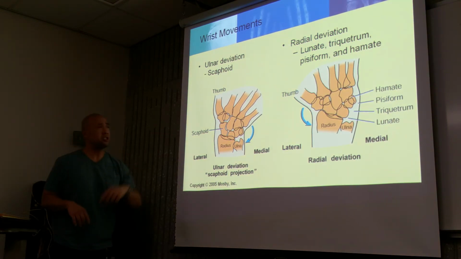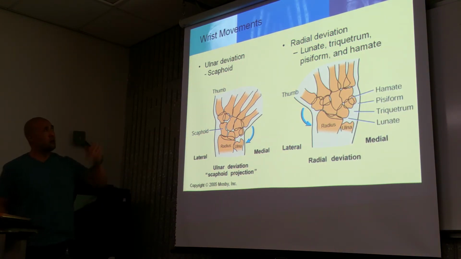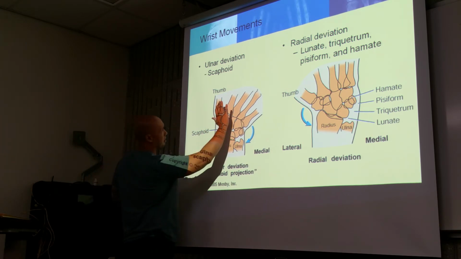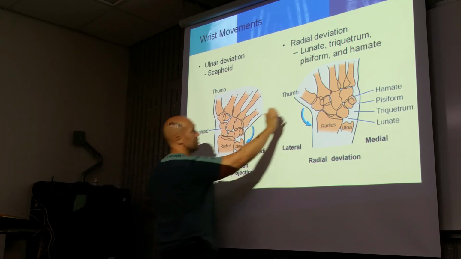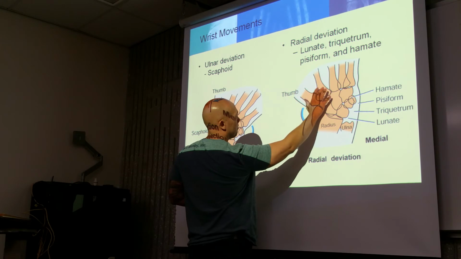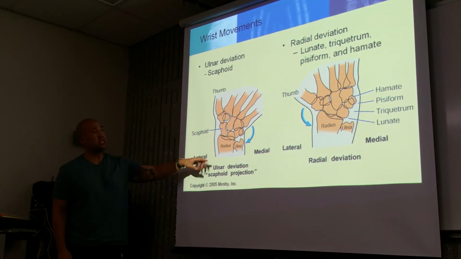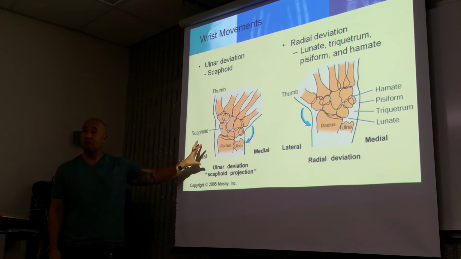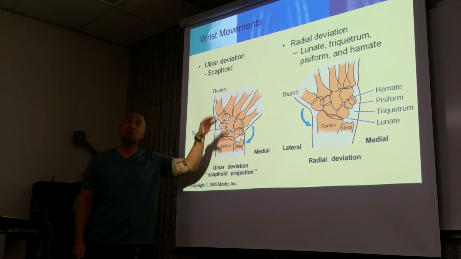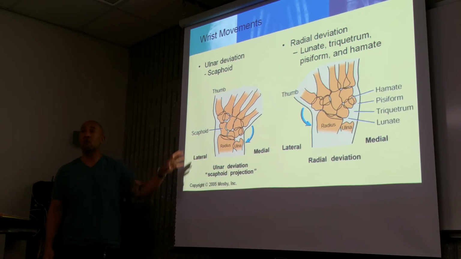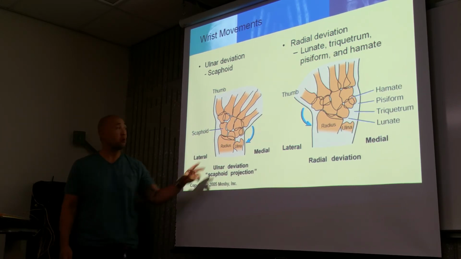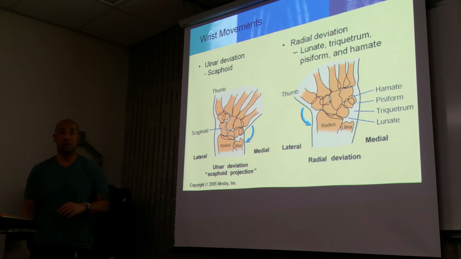All right, so here's a picture of the ulnar deviation, palm down towards the ulna. Here's one, radial deviation with palm down towards the radius. So ulnar deviation is going to be one of the most common positions and projections that you will see for the wrist, and this is to evaluate the scaphoid.